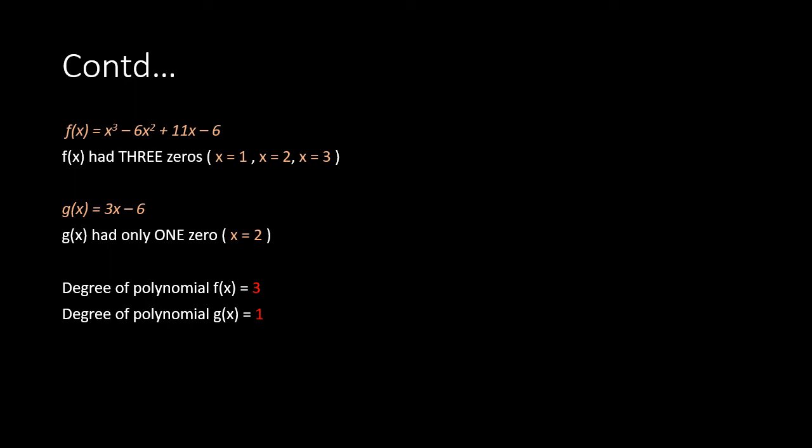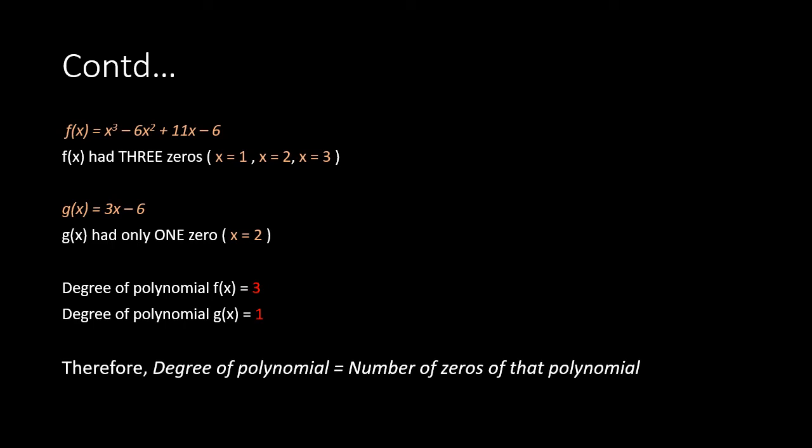Also, the degree of polynomial f of x is equal to the number of zeros that polynomial has, that is 3. So this means the degree of a polynomial is equal to the number of zeros of that polynomial. F of x has a degree of 3, so it has 3 zeros: 1, 2, and 3. G of x has a degree of 1, so it has only one zero, x equals 2.